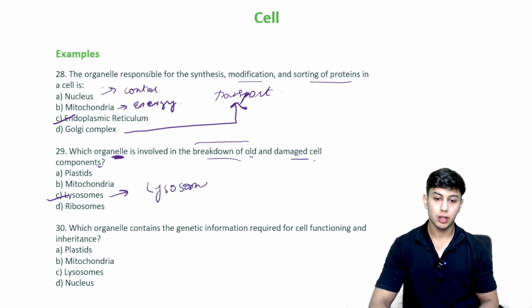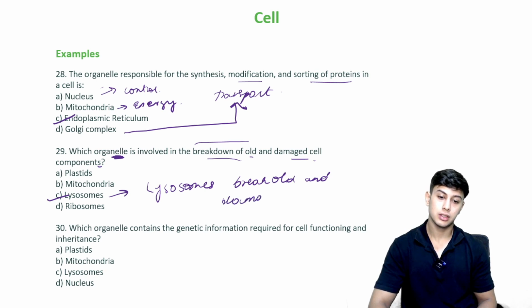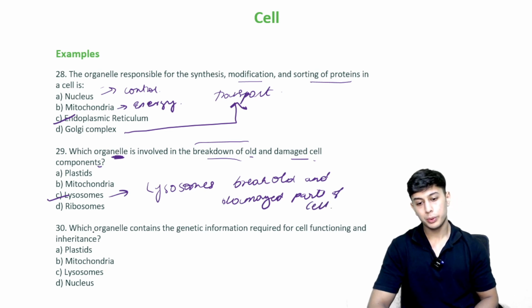Lysosomes break old and damaged parts of cell. Which organelle contains the genetic information required for cell functioning? Genes, genetic, then it is easily the nucleus.